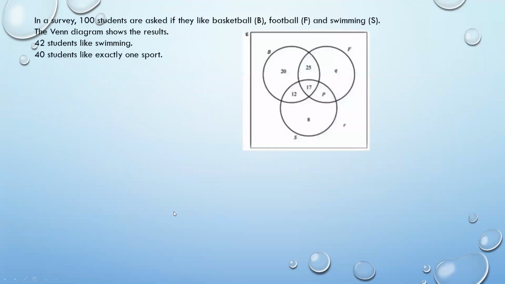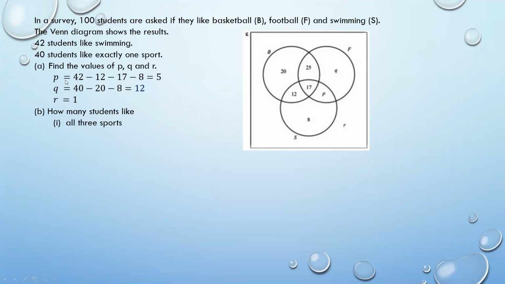Okay, next question. The Venn diagram. The survey has 100 students, asked about basketball, football, and swimming. Firstly, you need to find out the missing numbers P, Q, R. It says 42 students like swimming. This is the swimming circle. Given 42, you can find P already, because P will be 42 minus this and this. So you get 5.